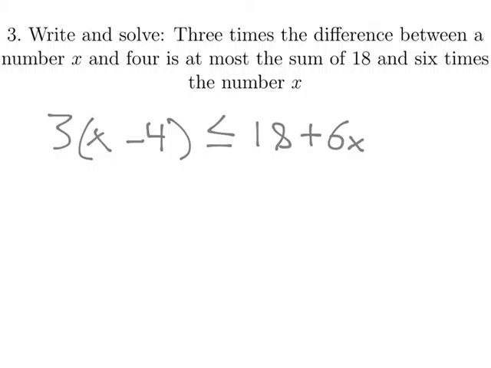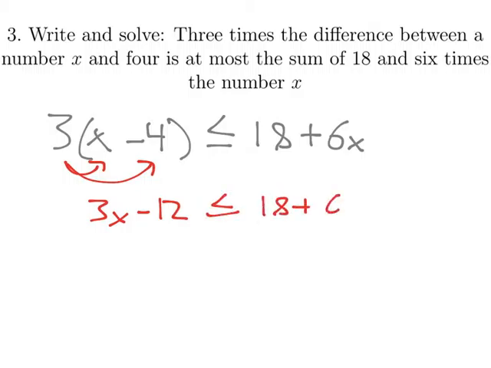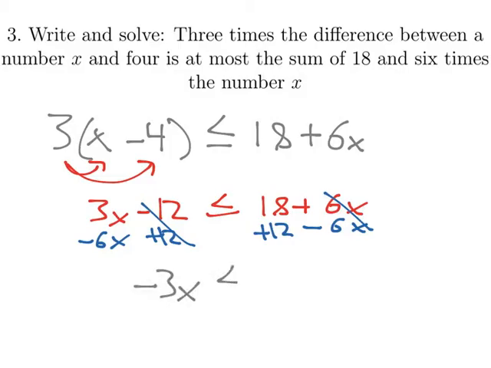The first thing I'm going to do is I'm going to distribute this 3. That's going to give me that 3x minus 12 is less than or equal to 18 plus 6x. Now, I want x's on the left and constants on the right. So I'm going to subtract 6x. That way x is gone from the right side. And I'll add 12. That way constants are gone from the left side. This will give me that minus 3x is less than or equal to 30.